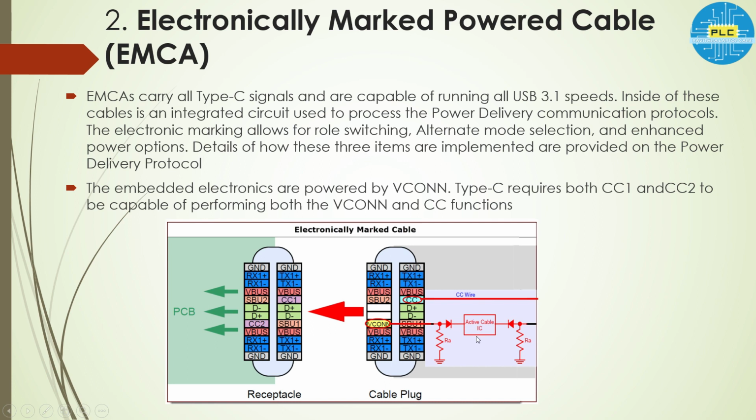This is the cable. Inside the cable, the active cable IC, RA, I already explained in the previous video. If you don't know about this, please go and check the previous video, otherwise you can't understand this. In this cable, VCON and CC both are there. This is the PCB section, receptacle, cable plug.